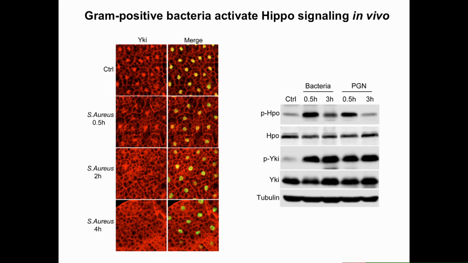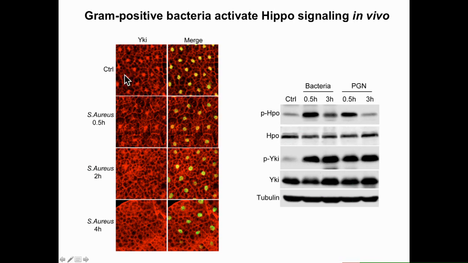So really, the first clue to this idea that the Hippo pathway itself is actually regulated by bacterial infection came from this very simple experiment, which I think is actually a very powerful experiment, in which Bo simply looked at what happened to Yorkie subcellular localization upon bacterial infection in intact fly fat bodies. So I hope you can appreciate that.